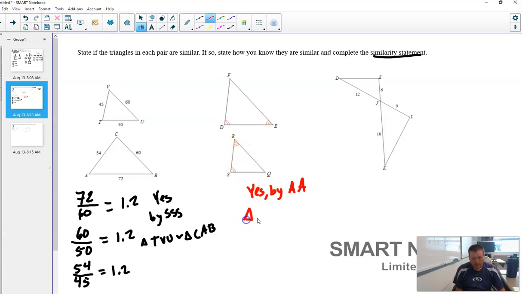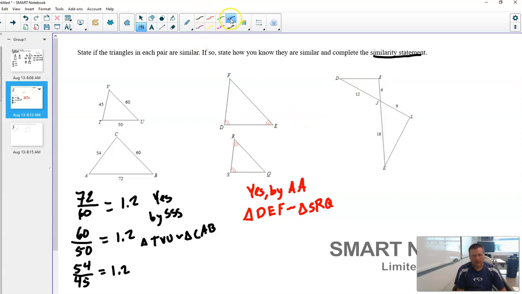And then my similarity statement, I'm going to go triangle. Again, if I start up here, I'm just going to go D, E, and F. And then similar to triangle, if I start at D, S is the one that I have to start with, this one. And then I went to E, so I've got to go to R, so S, R, Q. And that would be my similarity statement. Angles are sweet because you just got to look and see if they're the same. You don't have to check the proportions.